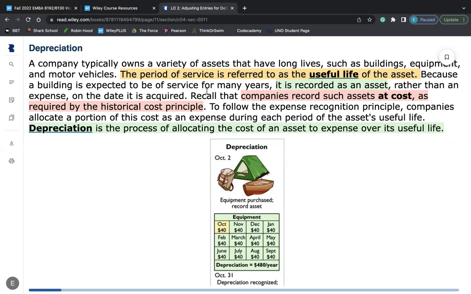It's very important to also remember that companies record assets at cost, or what's known as the historical cost principle. To follow the expense recognition principle, companies allocate a portion of this cost as an expense during each period of that asset's useful life. That is called depreciation. So depreciation is the process of allocating the cost of an asset to expense over its useful life.